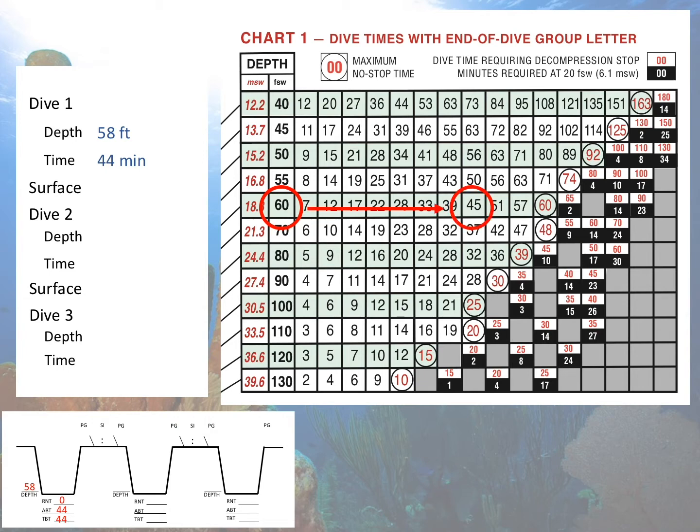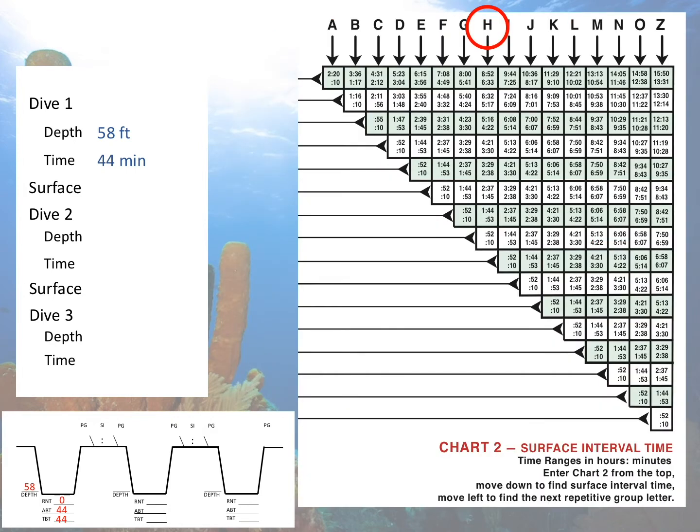From here, we move down vertically to chart 2 to find our first pressure group. If you're on track, you should land on pressure group H. If so, go ahead and write that on your worksheet. Now we have a decision to make.